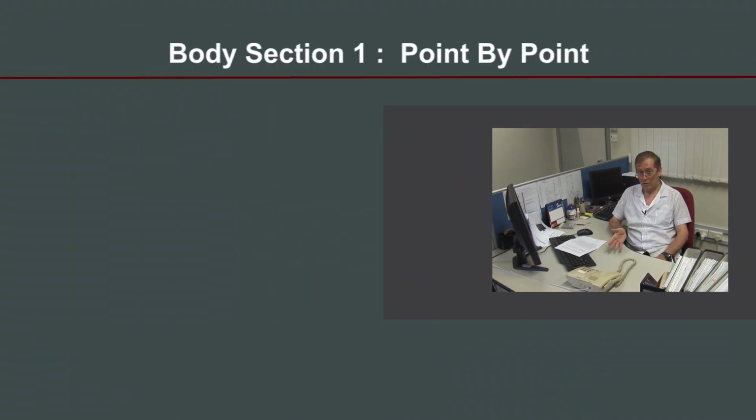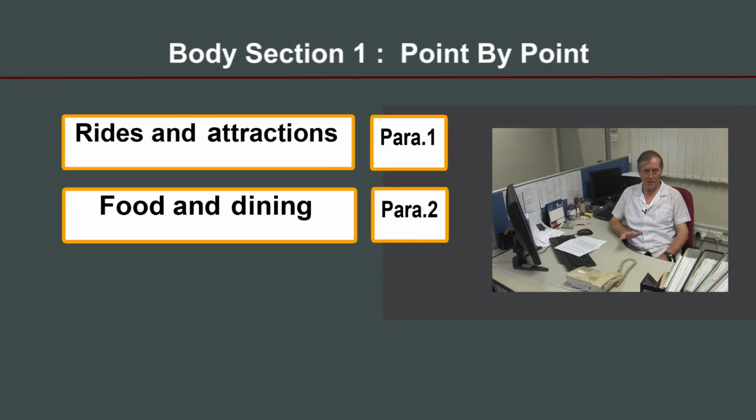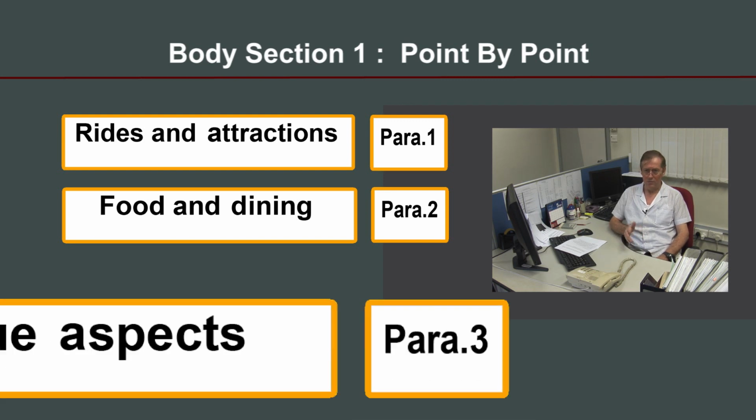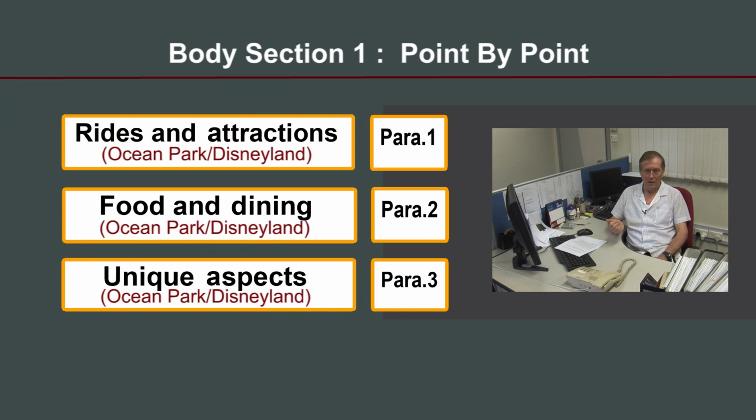Here is a visual representation of what Mr. Bramley goes on to explain. The first method of organizing the body is by using the point-by-point method. Here, each of the 3 points that Peggy has decided to write about has its own paragraph, and both Ocean Park and Disneyland are discussed within each paragraph. As well as giving examples of similar features, you may want to highlight any significant differences.